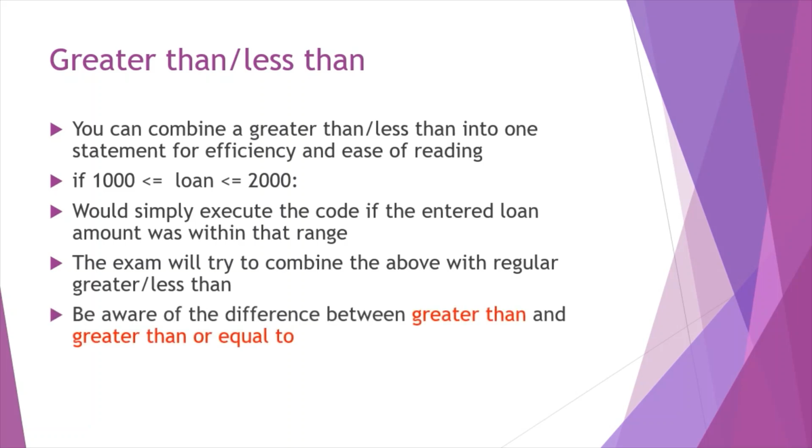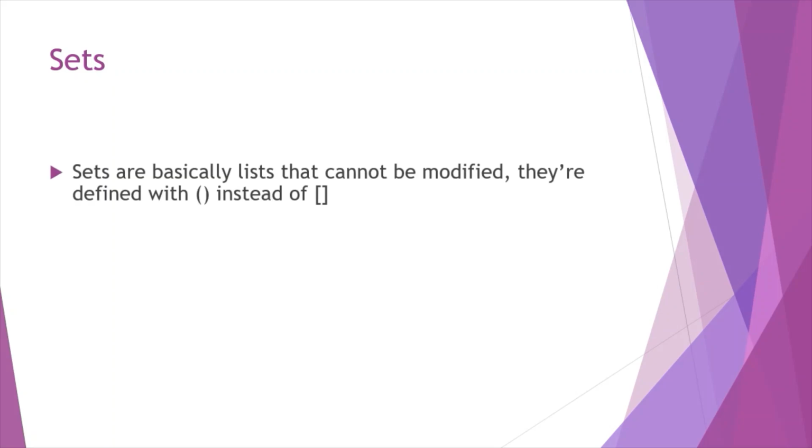Be aware of the difference between greater than and greater than or equal to, as we went through earlier as well. So a little bit more about sets as well, which we saw earlier. Sets are basically lists that cannot be modified. They're defined with the regular brackets instead of the square brackets. So now we've got the regular brackets, the square brackets, and the curly brackets. So curly brackets are a dictionary, square brackets are a list, and regular brackets are a set. And those are the three that you'll need to remember.